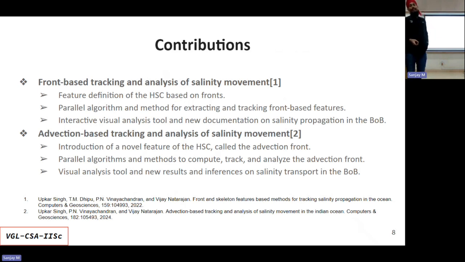Major contributions we did through this work: one, we came up with a method which we call the front-based tracking method. This extracts features from HSE and tracks them over time. This is a parallel method. We'll show how it helps in speed up and how scalable it is. We also introduced another method which is based solely on advection, which shows how the movement of salinity or a scalar field would happen just due to advection.